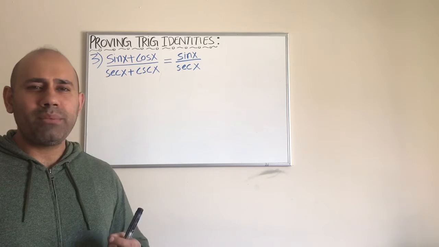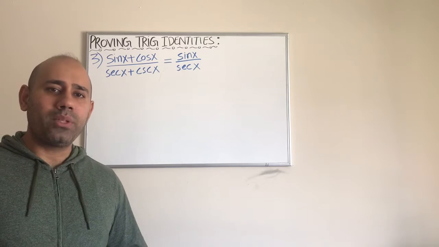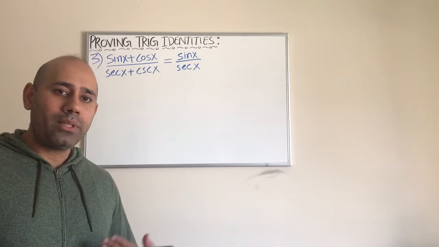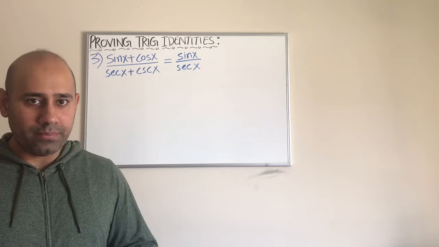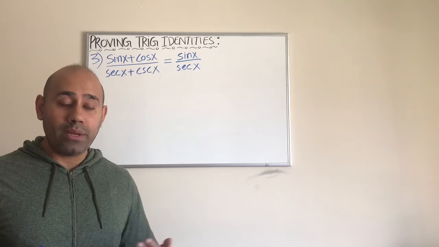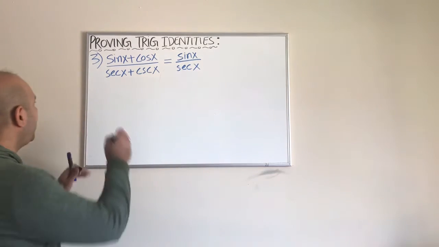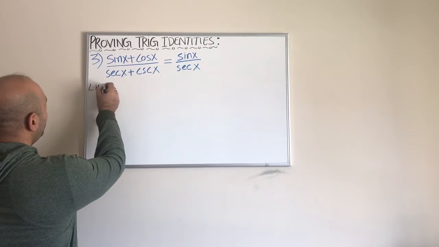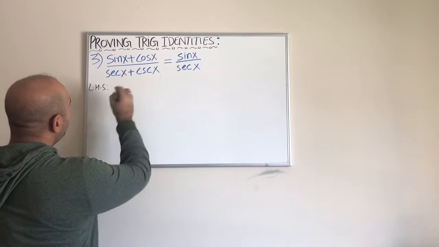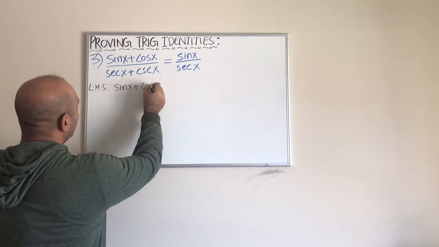I think most of the times you will see in this proving identity section that we like to start with the left hand side. Okay, so we'll start with the left hand side and then we'll see how we can simplify that and in a way make it look like the right hand side. Okay, so let's start with the left hand side again, as we have been doing in other examples. What I'm going to do is, well, sine x plus cosine x.